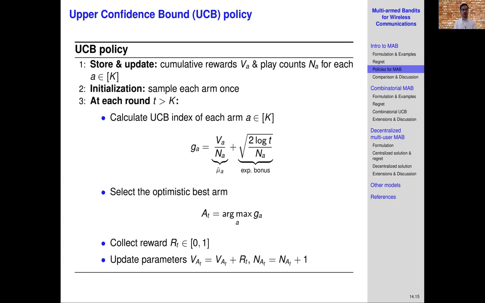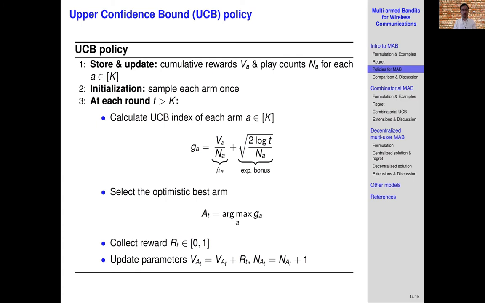One such policy is the UCB policy. UCB means upper confidence bound. This policy again stores and updates cumulative rewards and play counts for each arm. Initially, it samples each arm once. Then at each round, it calculates the UCB index for each arm, which consists of two terms. The first term is the sample mean, and the second term is the exploration bonus.